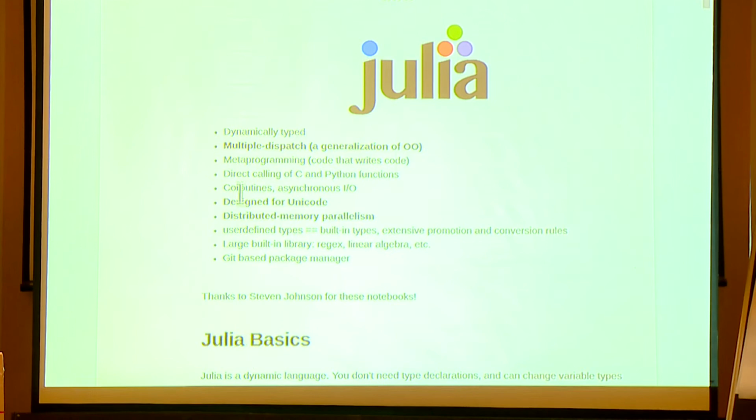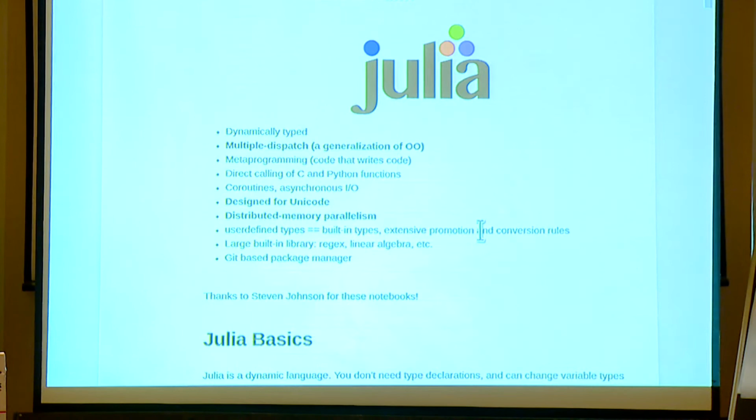Julia is designed for Unicode. There is excellent Unicode support. You can write code with Unicode characters in it. You have string support for Unicode and so on. And Julia has built-in distributed memory parallelism, which means if you have a computer or a cluster, you can start writing code that runs on all of them.